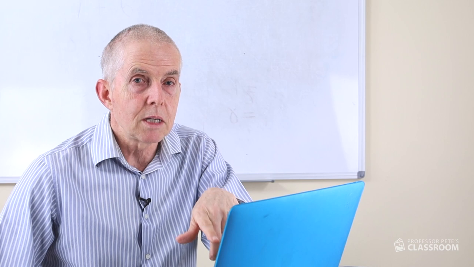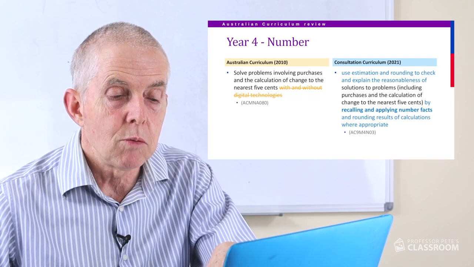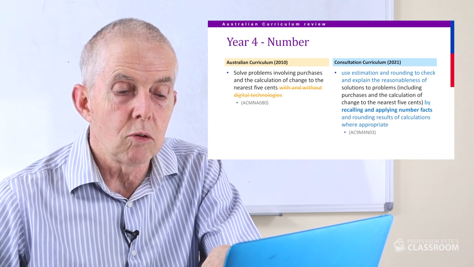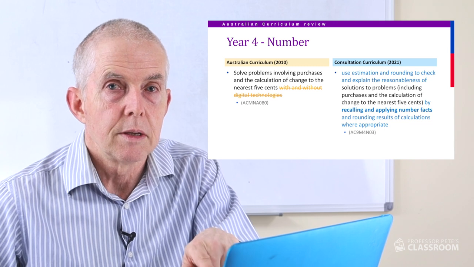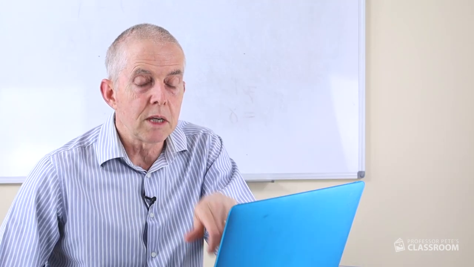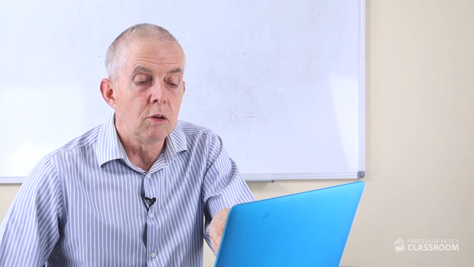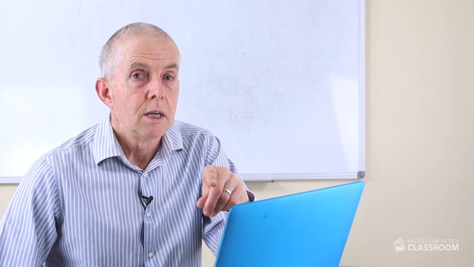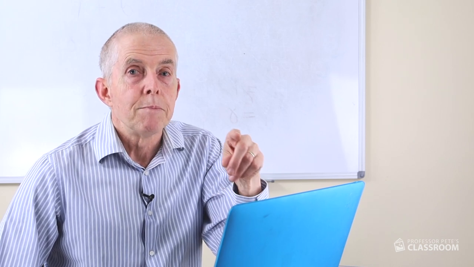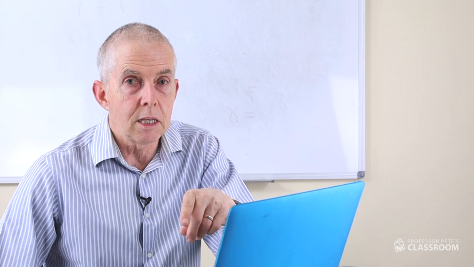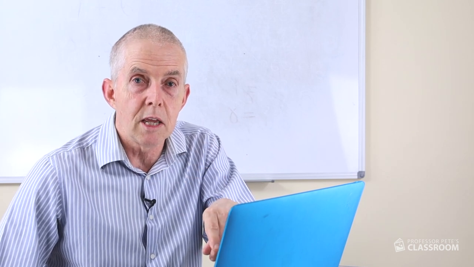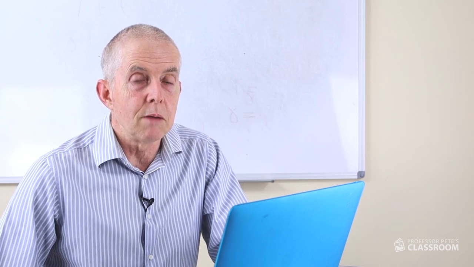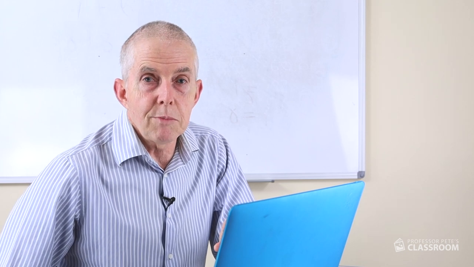But this number content descriptor number 3 says they will solve problems, including financial calculations, by recalling and applying number facts. I'm really emphasizing this point because whoever wrote this content descriptor knew that recalling and applying number facts would be a useful skill if you're going to be solving problems involving the operations, including money. And knowing your number facts and applying the number facts will be really useful. I think we should put that in there, don't you? Yes, I do.